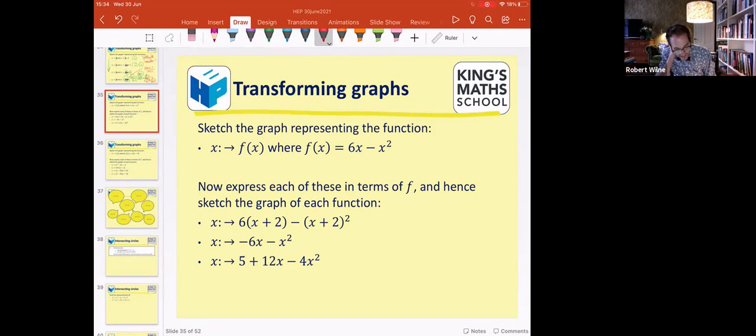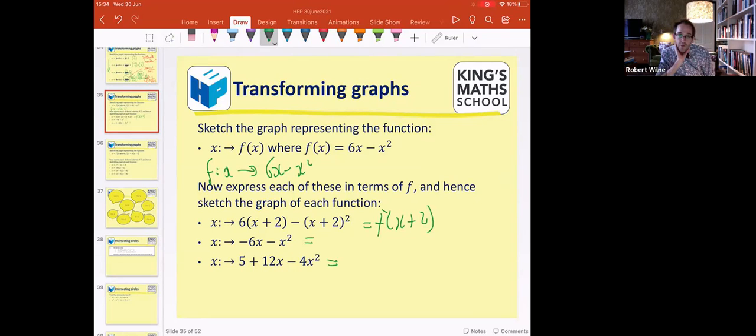So now, notationally, some people prefer f sends x to 6x take away x squared. I don't mind whichever notation you prefer. Either is fine. So what have we got here? Well, the first one is obvious. This is f of x plus 2. So there are two functions. There's the function add 2, and then there's the function f of x: 6 times the input, subtract the input squared. And therefore we can see what the transformation is.